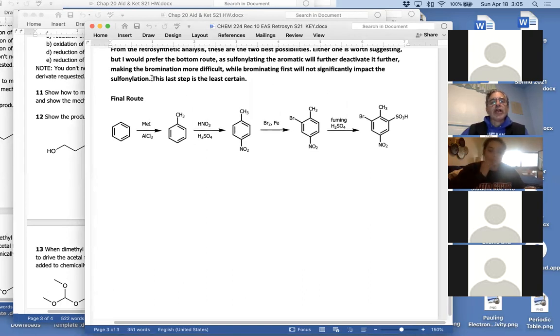I admit right here in the answer key, this last step is the least certain. Good luck when you try it. It might take a special sulfonating reagent, so forcing conditions might mean a different reagent. I do have the capability of going into the database with this specific compound and seeing if anybody's made it before, but that ends up being a real time sink.